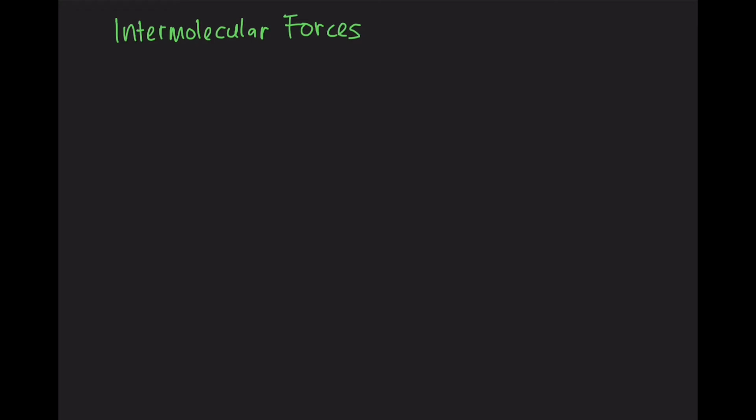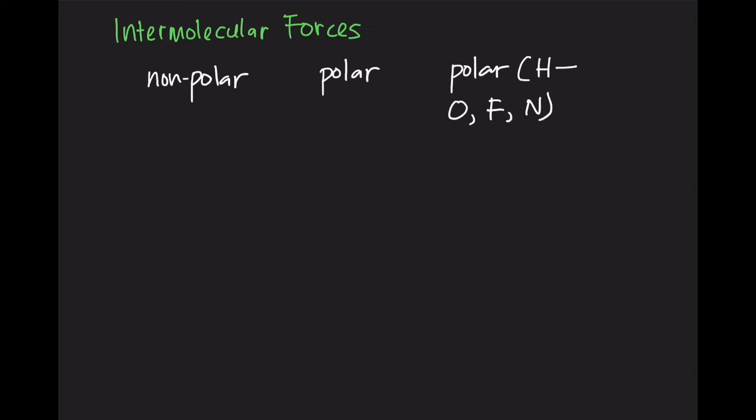Next, we will discuss the intermolecular forces. Between covalent compounds, there are some interactions of the molecules. We can say that the interactions are quite weak in comparison to the covalent bond itself. So, in principle, we can divide the molecules into three groups. The first one is the non-polar one, and then the polar one, and finally the polar one with H that is bound to either oxygen, fluor, or nitrogen.